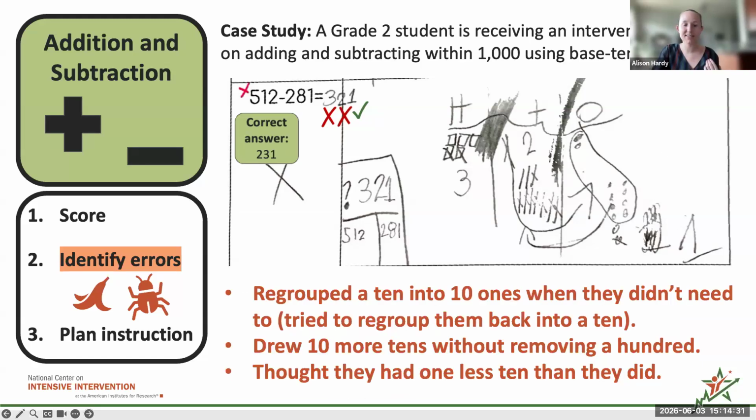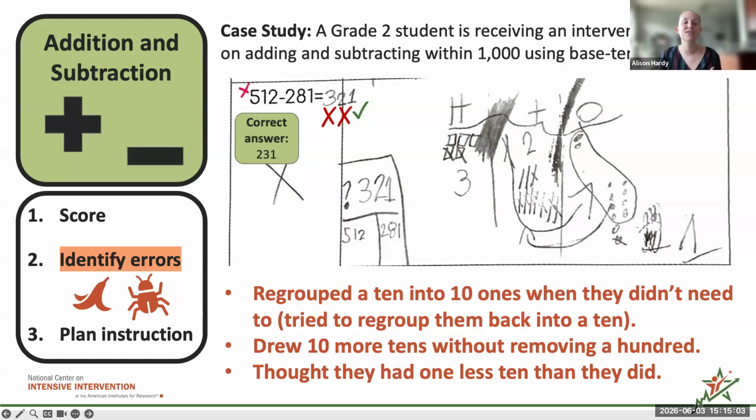So here, instead of regrouping a 10 into 10 ones, well, they did that, but they didn't need to. So let me walk you through this student's work sample, because if you're not familiar with this strategy of drawing base 10 blocks, it might look a little bit confusing here. The first thing that this student did is they drew 500s, so the 5 squares, 1 ten, so that one line, and then 2 ones, so the 2 dots.